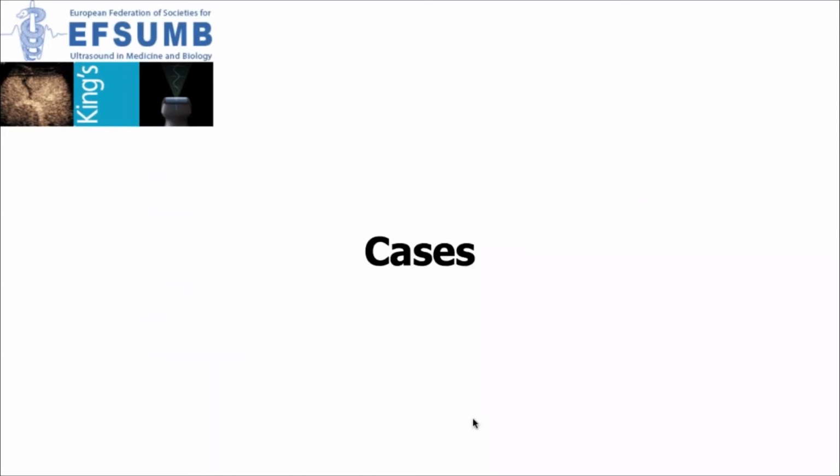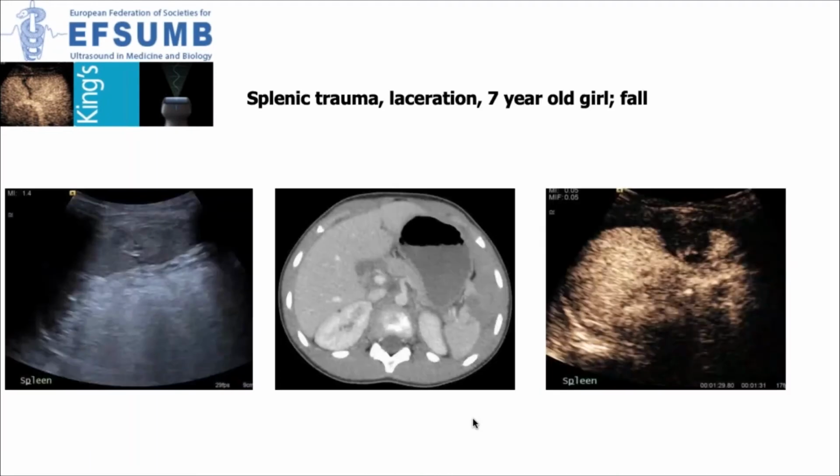And I'll show you some examples of some of these cases that I've mentioned. So this is a case of a splenic injury, which you can see very clearly, the laceration, which you cannot really see on the plain grayscale imaging.